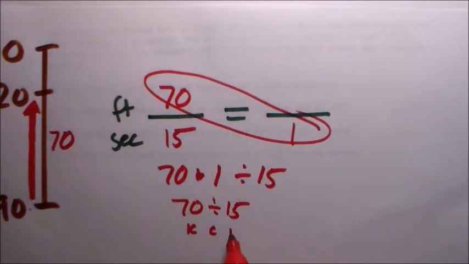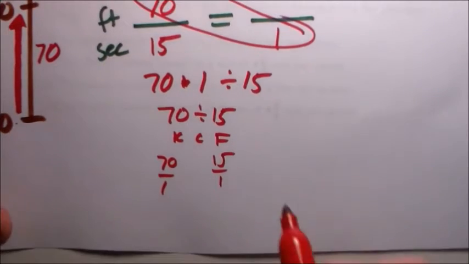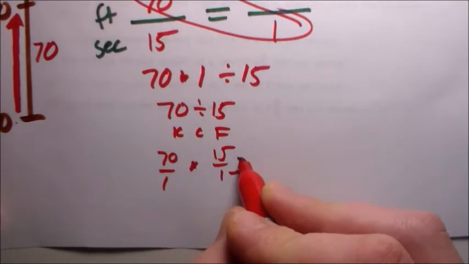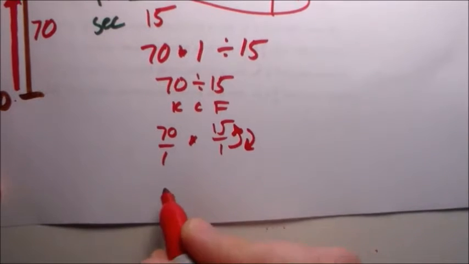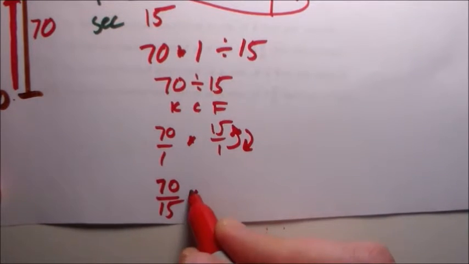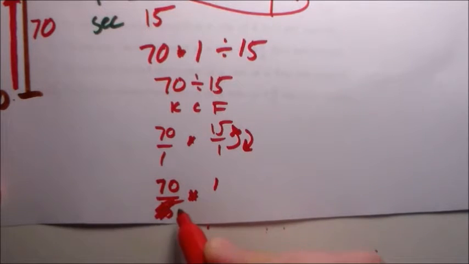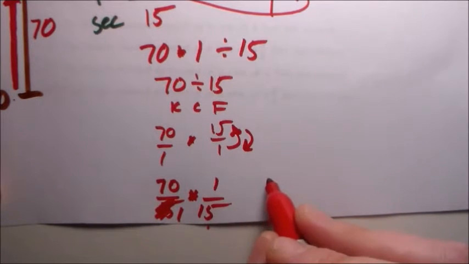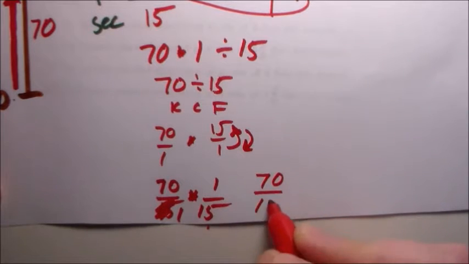We can keep, change, flip. We can think of 70 as 70 over 1, and 15 as 15 over 1. We change division to multiplication and flip that, so it becomes 70 over 1 times 1 over 15. Keep, change, flip. We're good to go, and we get 70 over 15.